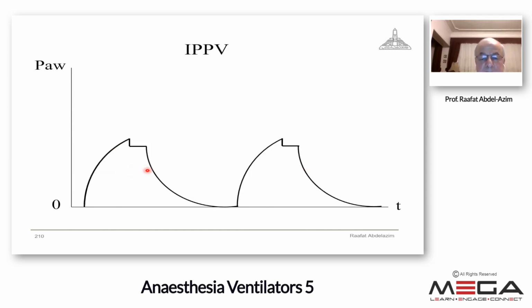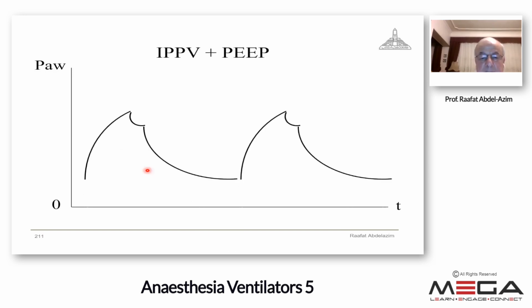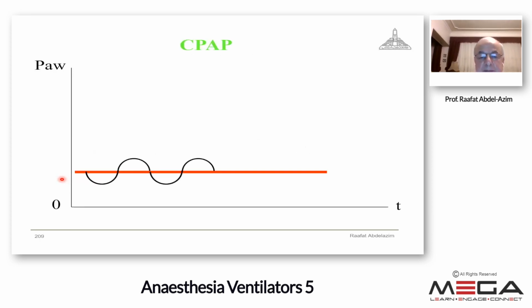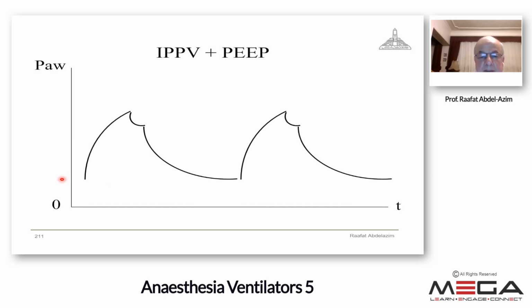For intermittent positive pressure ventilation, as I said before, the end expiratory pressure may be 0, and we can apply PEEP, that is positive end expiratory pressure, if indicated, to increase the functional residual capacity and to avoid hypoxia. This resembles CPAP, but CPAP is for a spontaneously breathing patient, and PEEP is for a mechanically ventilated patient. The pressure will always be positive.